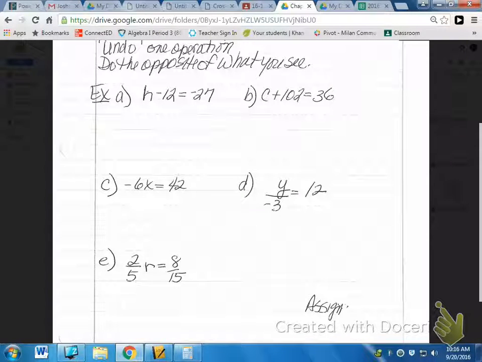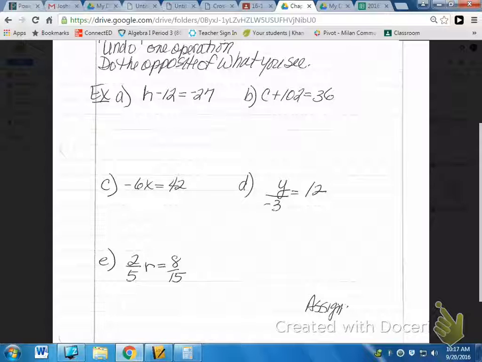So let's start with example A. It says h minus 12 equals negative 27. Now, I am going to ask that when you do your homework, you write the equation down and you show your steps right below it. There's no way around that because eventually the equations are going to get longer and more complicated, and I want you to have the steps down pat as you go. If you do not show the work, you will not get credit for doing the problem.